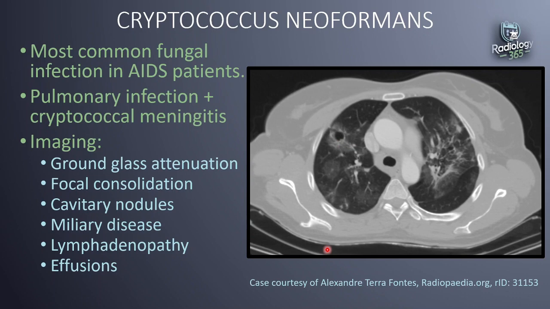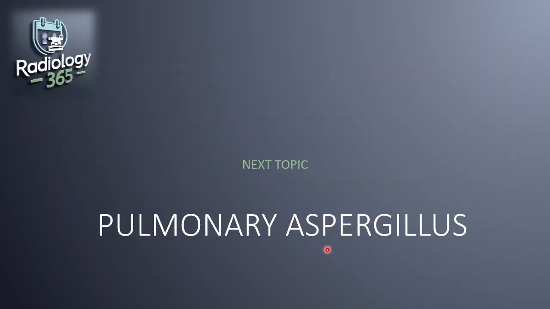The other opportunistic infection we'll talk about is pulmonary aspergillus, but would reserve that one for its own talk. That's going to be our next topic.